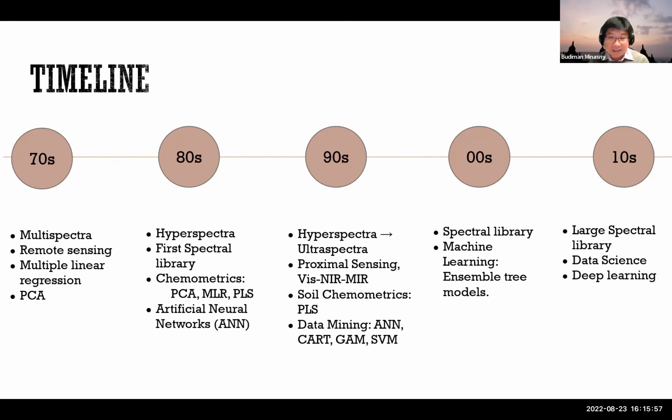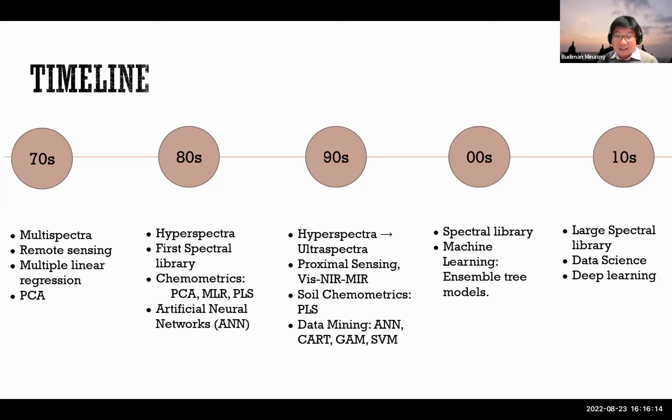And in the 90s, it goes more digital. From hyperspectra, now we're talking about ultraspectra. Hyperspectra means hundreds of bands, and with ultraspectra we are now talking about thousands of bands, because we can go to digital spectroscopy.